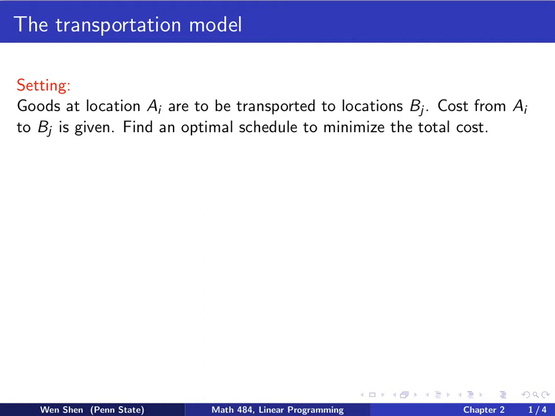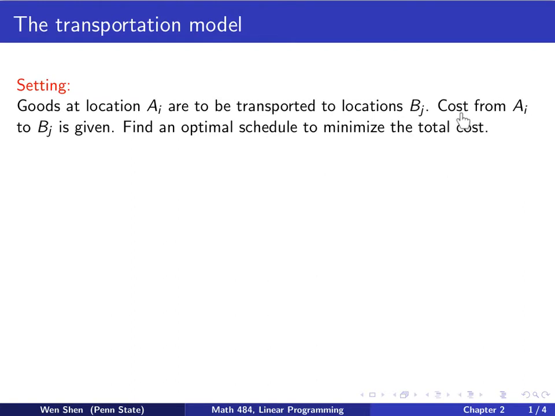Now let's take a look at each. So we have two sets of locations. We call them Ai for index i, that's one type of location, and another we call Bj with the index j. So we are a transportation company. We need to take goods from location Ai and transport them to location Bj. Okay, the same type of goods.